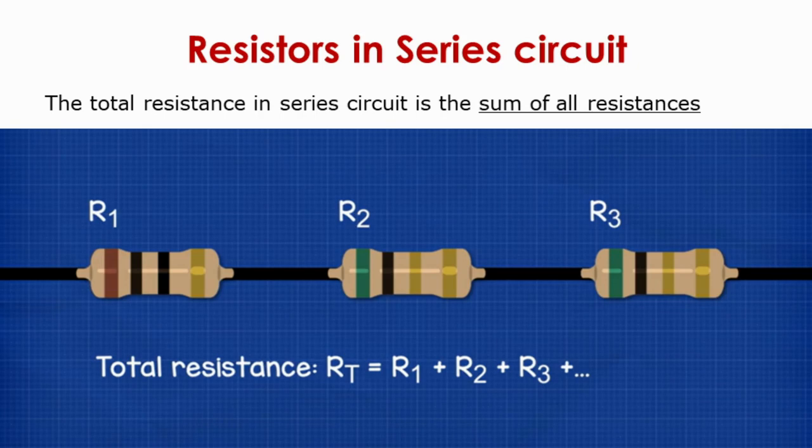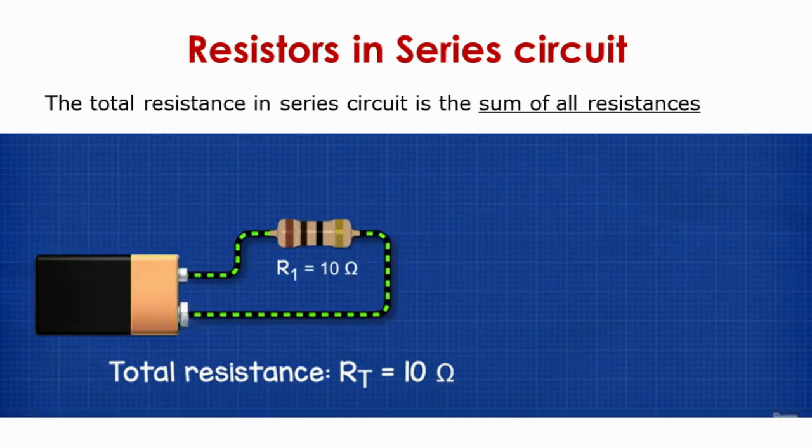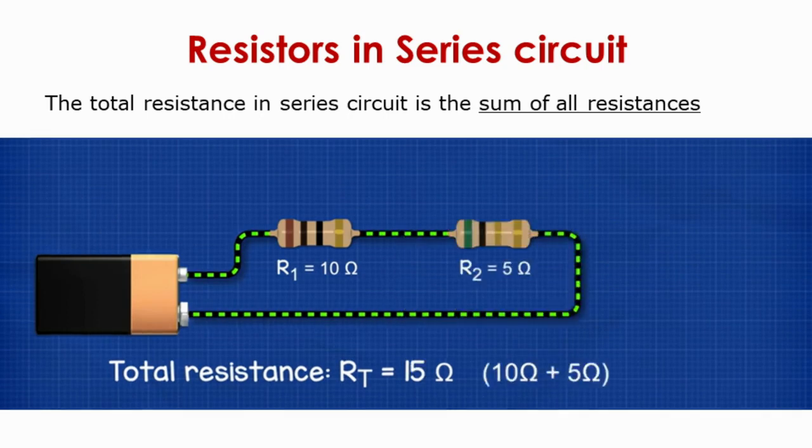So R1, R2, R3. The total resistance of resistors connected in series, that is RT, is the sum of all these resistors, R1 plus R2 plus R3. Now in this case, there is only one resistor of 10 ohm. So the total resistance value of the circuit is 10 ohm because there is one resistor. When we connect another resistor of 5 ohm, 10 plus 5 becomes 15 ohm. So the total resistance is 15 ohm.